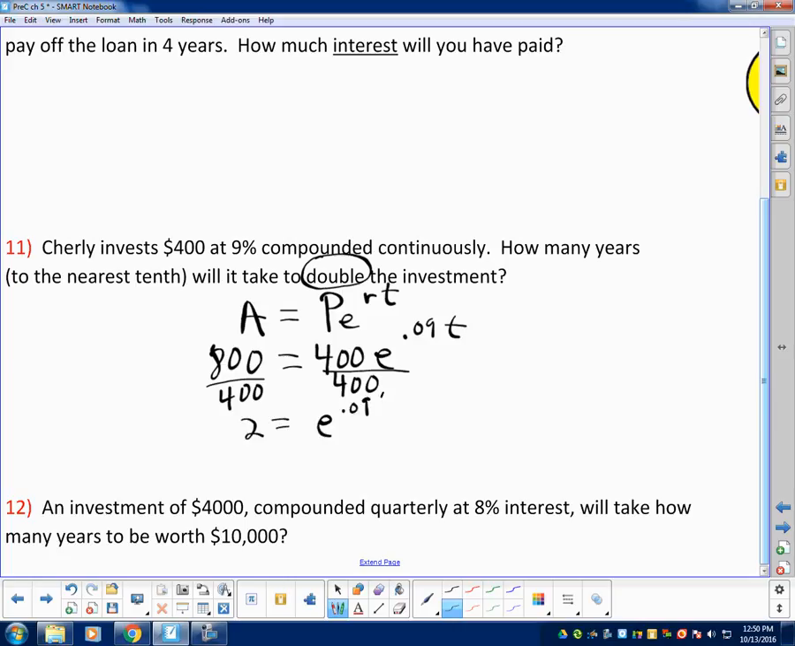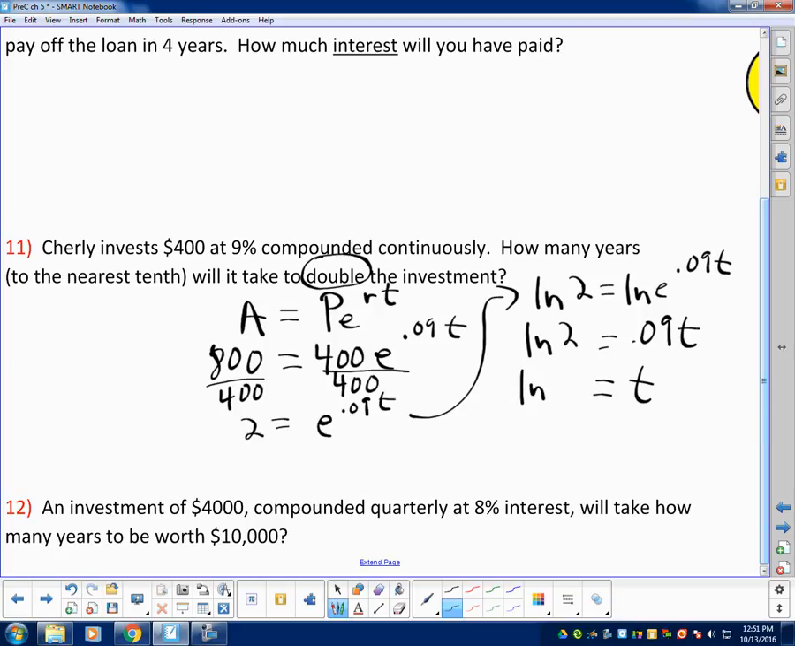Now, the astute student out there would notice I really didn't need to put in 800 and 400. Doubling means you're going to have a 2-to-1 ratio, right? So I could have gone right to this step. If I said triple your money, it would be 3 equals e to the 0.09t. So keep that in mind. Take ln of each side. ln of 2 equals ln of e to the 0.09t. ln of e is just 1, so I have 0.09t equals ln of 2. So t equals ln of 2 divided by 0.09.